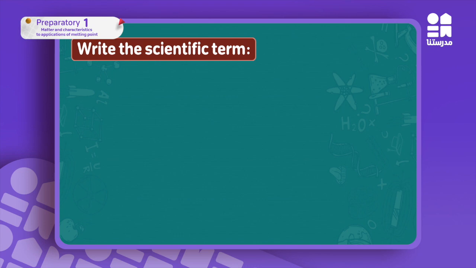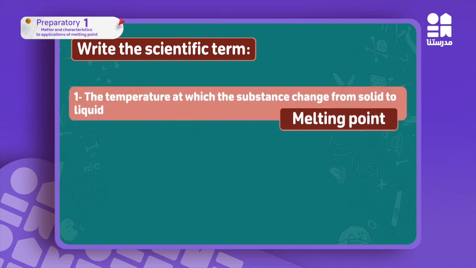طيب another form of questions. لو جيت قلت لك: write the scientific term when the temperature at which the substance change from solid to liquid. عندي solid ده بيتغير to liquid. We said that this is the term. It's called melting point. دي ال temperature اللي السبستنس بيتغير فيها من solid to liquid.